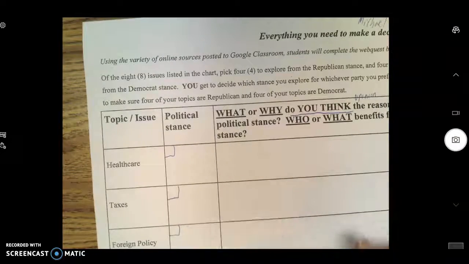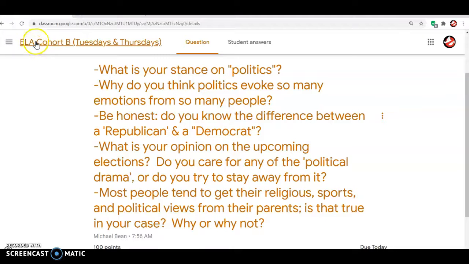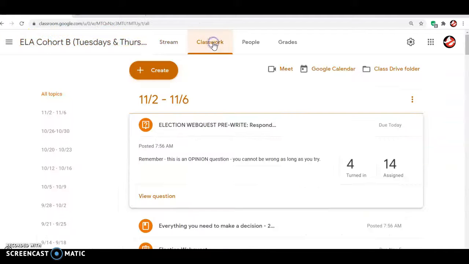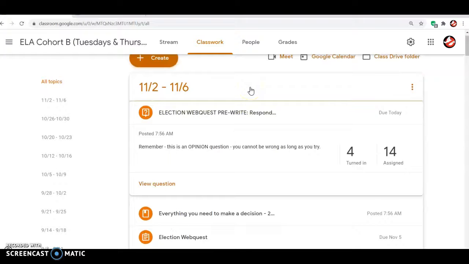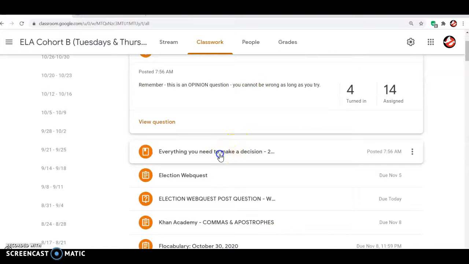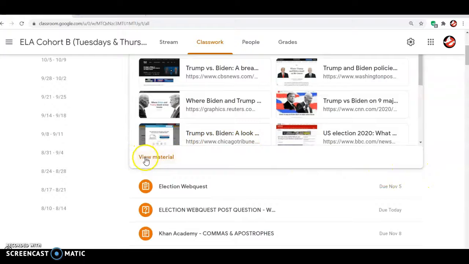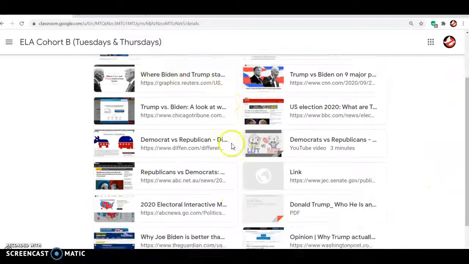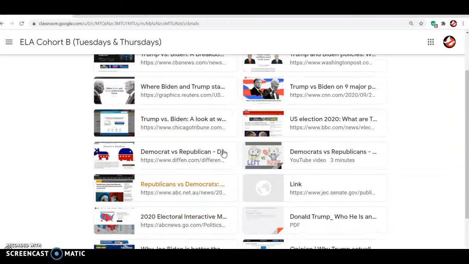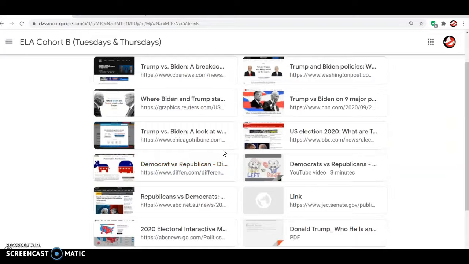So if you wonder where all of these answers are going to come from, when I go into Google Classroom, I go into the Classwork stream. Is this everything you need to make a decision 2020? And oh my gosh, guys, check this out. There are 15 sources that I posted explaining the difference between Trump's approach and Biden's approach. And a lot of them are color coordinated.